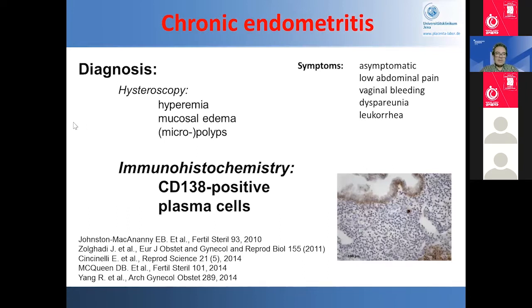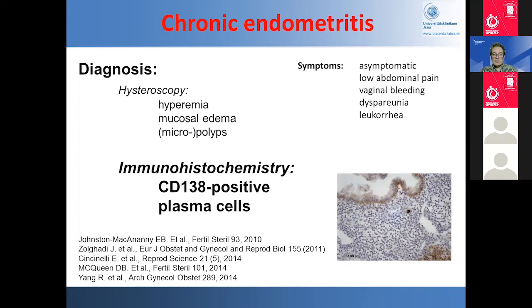Usually the diagnosis has been done by hysteroscopy. Nowadays, the standard is to analyze CD138 positive plasma cells. And this has been used in several previous papers. But the problem is that these papers use, for example, different fields. Some define the surface of a sample, like we are doing it now in square millimeters. Others just count cells in high power fields.